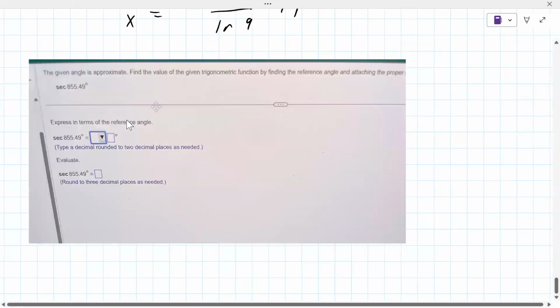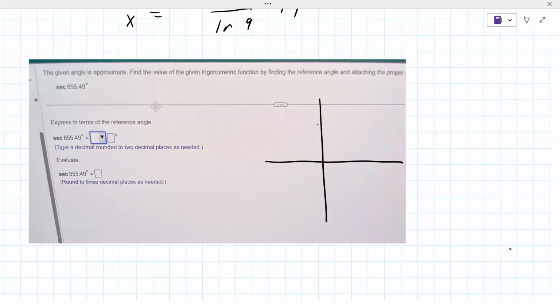The way to do this here is the reference angle is always made with the x-axis. So if you go all the way around once, that's 360. So you're right, you do subtract 360 from it. And if you go around again, that's 720. So you subtract 360 again.